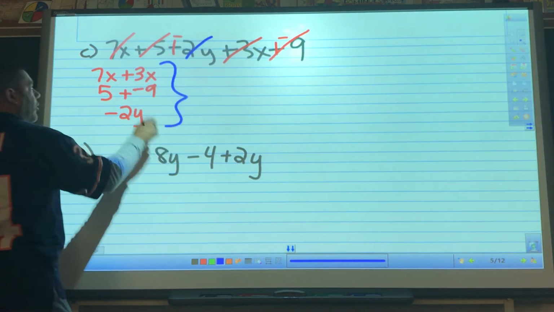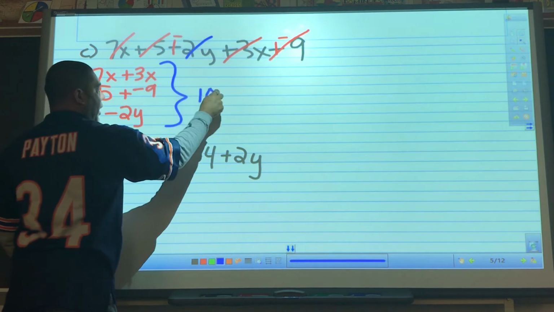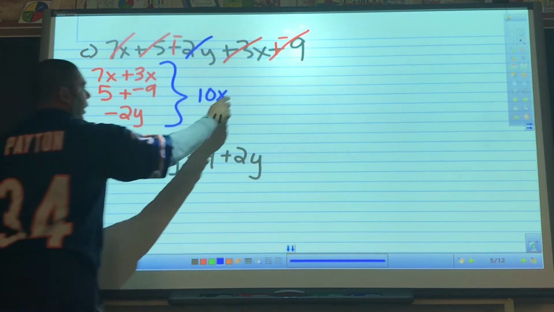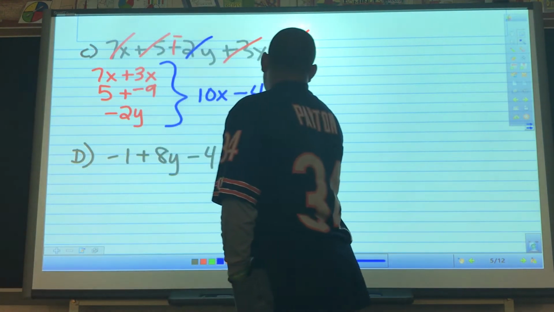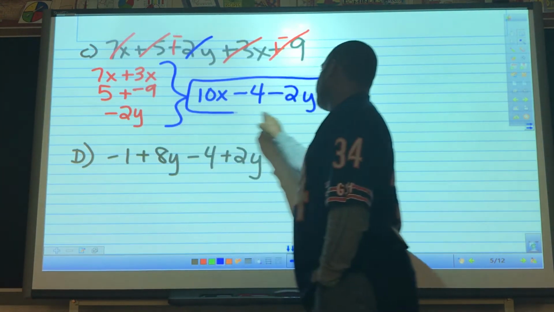Okay, combine my like terms. 7x plus 3x is 10x. 5 plus negative 9 is negative 4. And then don't forget that negative 2y. And that would be our simplified expression.